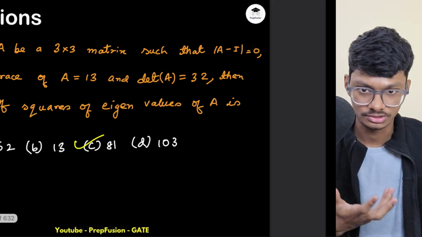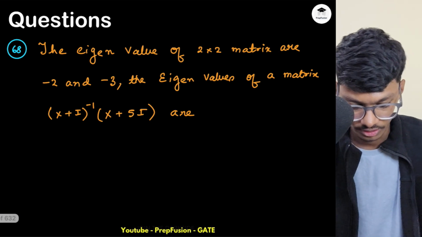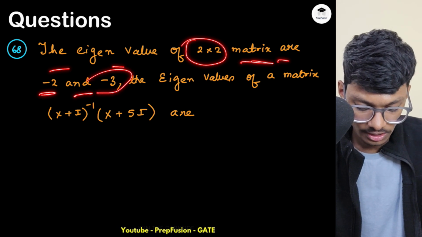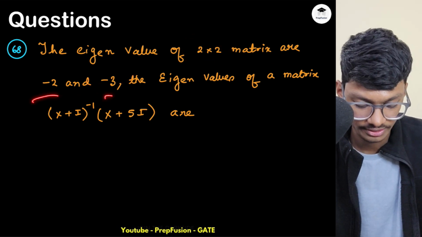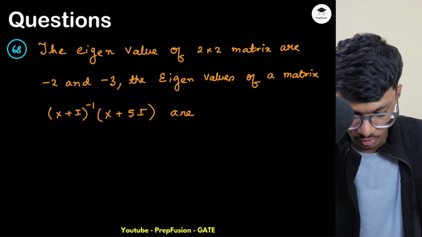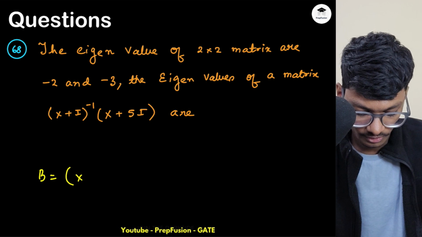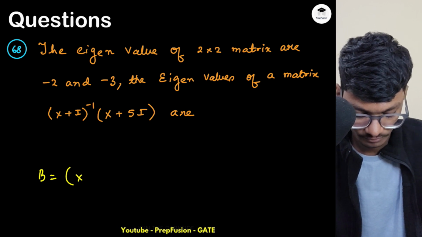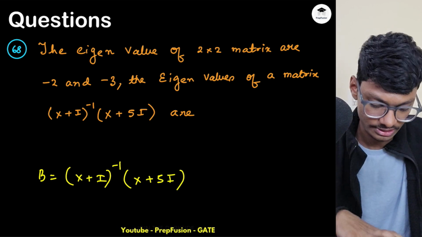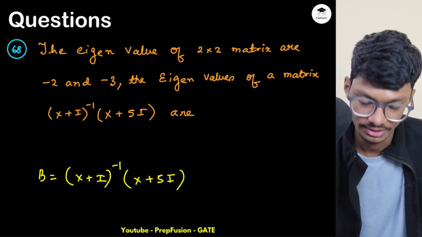So now let's go to the next question. So what is the next question? Here the eigenvalues of a 2 cross 2 matrix are minus 2 and minus 3. Then find the eigenvalues of a matrix. So my new matrix is B equals (X plus I) inverse (X plus 5I). Okay, (X plus I) inverse (X plus 5I), right? This is my new matrix.